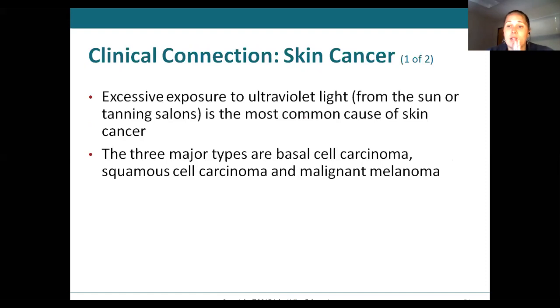In terms of diseases that can also result in the integumentary system, if you have excessive exposure to UV light. So as I talked about earlier, UV light causes DNA damage, which can lead to cancers. UV light is one of the most common reasons for skin cancer. The three types of skin cancer that can occur are the basal cell carcinoma, squamous cell carcinoma, and malignant melanoma. And each one of those different types of skin cancers has different characteristics.